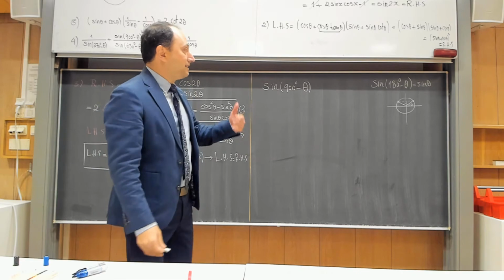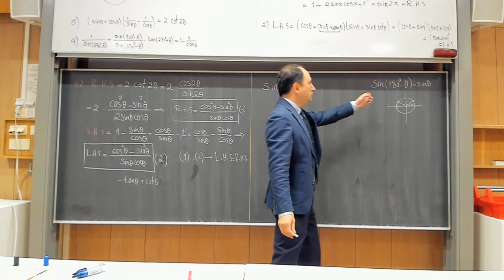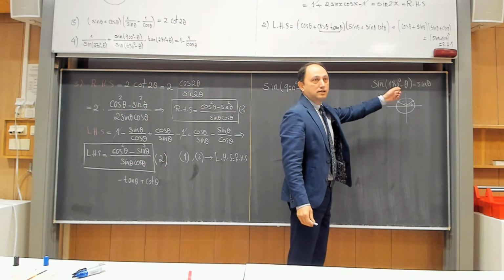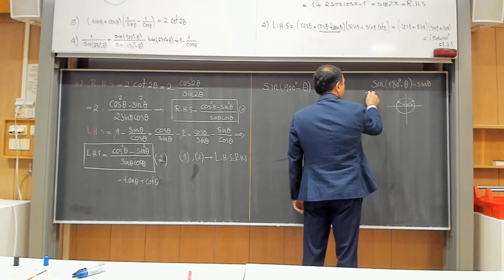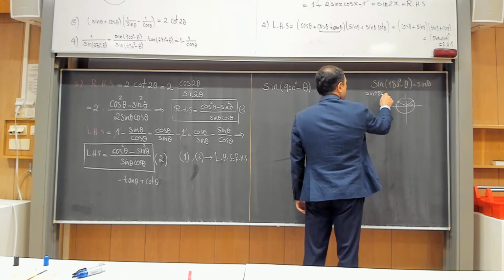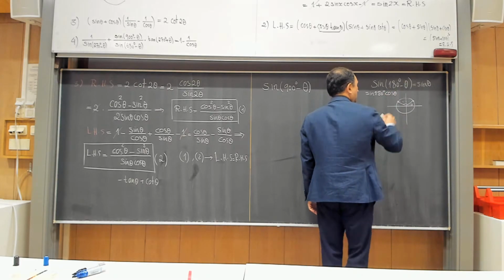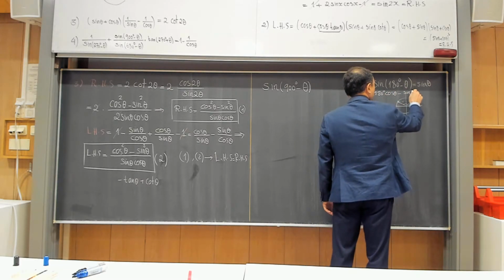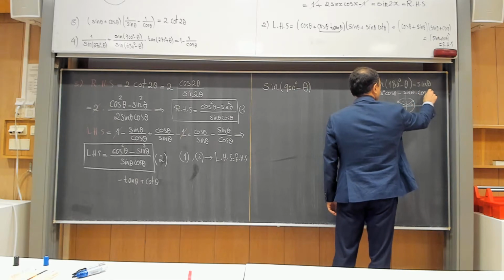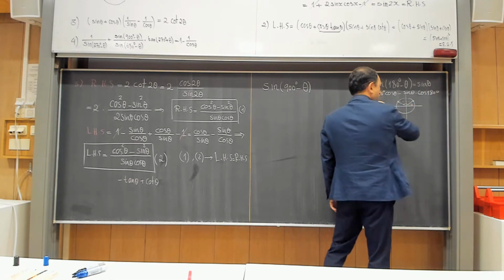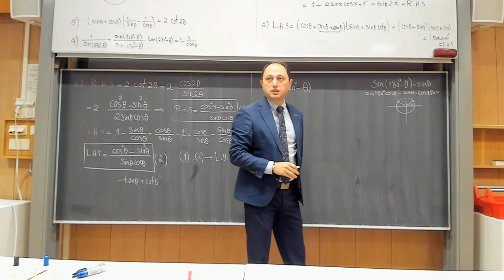But if at this level you want to, you can also use the subtraction formula. You write sine 180: sine of the first one times cosine of the second one, minus sine of the second one multiplied by the cosine of the first one. So if you want to, you can write this one now.